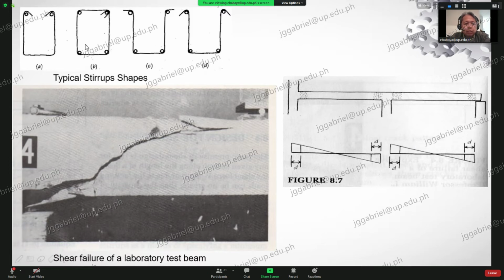Ito yung itsura ng mga stirrups natin. Those are the typical stirrups there. I think the second one is the most typical or yung kadalasan na ginagamit.